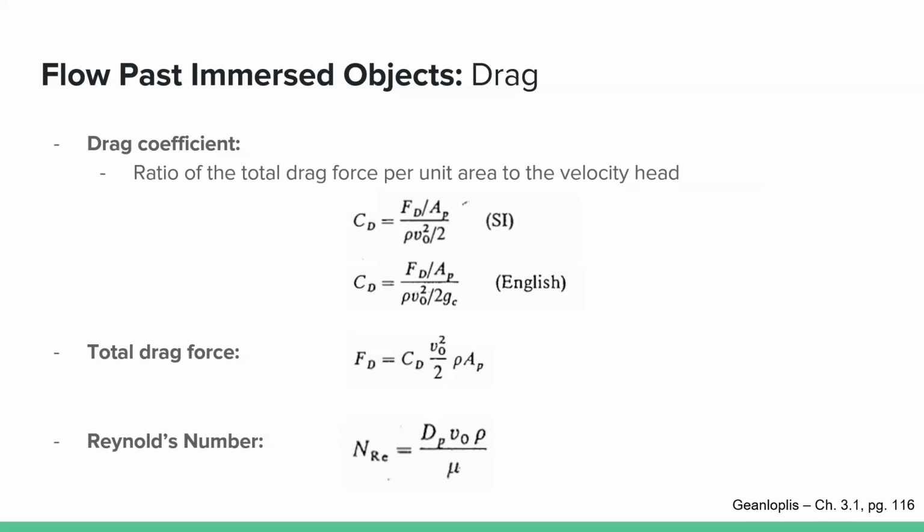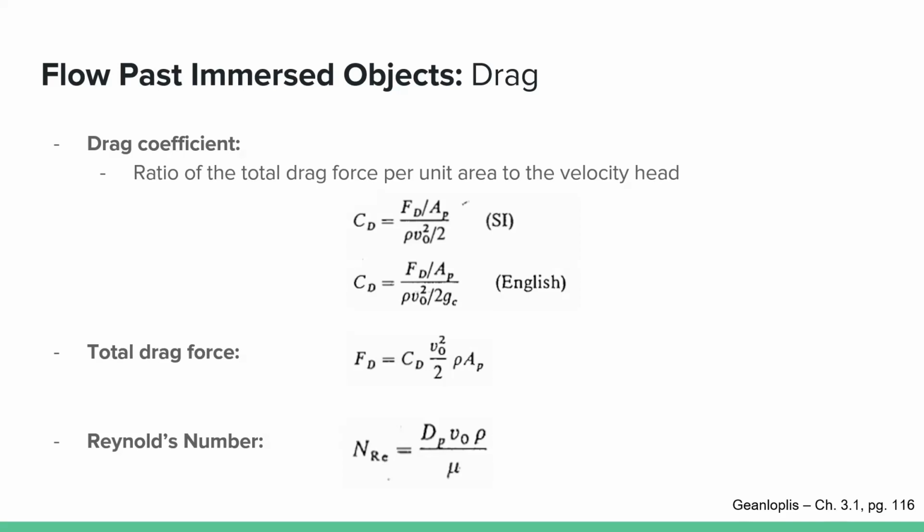Now going into the actual mathematical representations of things, you can define the drag coefficient as the ratio of the total drag force per unit area to the velocity head. This is shown here in SI and English units, where the velocity head is equal to rho V naught squared over 2, where V naught is the fluid velocity, and the area in the drag force per unit area can change based on the geometry. From this expression, you can find the total drag force, which is equal to CD times 1/2 V naught squared rho times A.